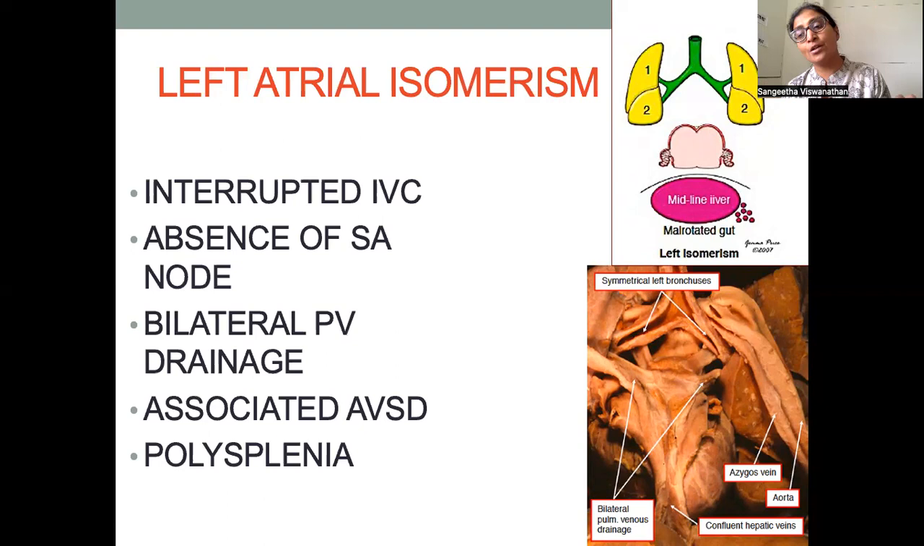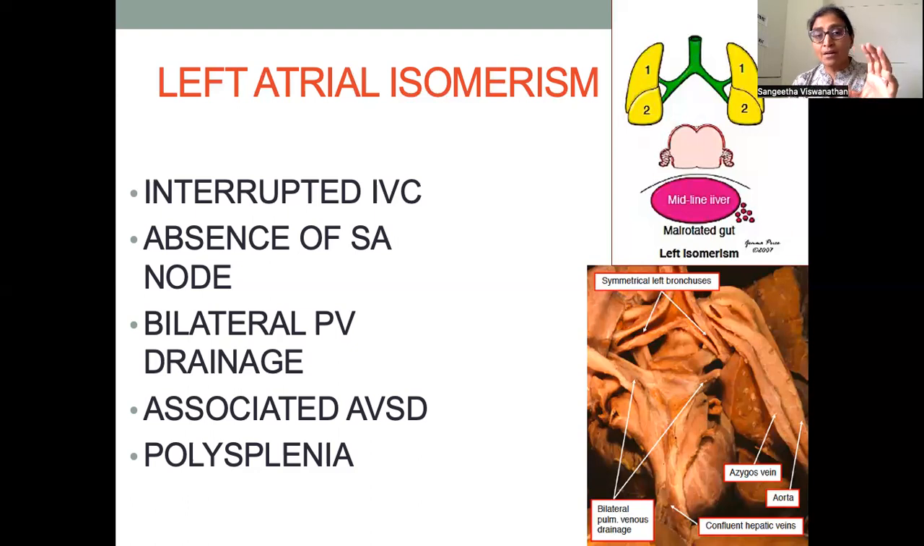Again, the sinoatrial node is found in the right atrium. Because there is no right atrium, there is no sinoatrial node. Then what happens? Other foci in the atria might take up the job of the sinoatrial node. So you can get low atrial rhythm. So you can have some abnormal ECG findings. Now you have two left atria. So the pulmonary veins are coming back. What do they do? They are confused. Which atrium should I go to? So most often you find the right-sided veins going to the right-sided atrium, left-sided veins going to the left-sided atrium. So you can have bilateral pulmonary venous drainage. Left atrial isomerism is often associated with atrioventricular septal defect.